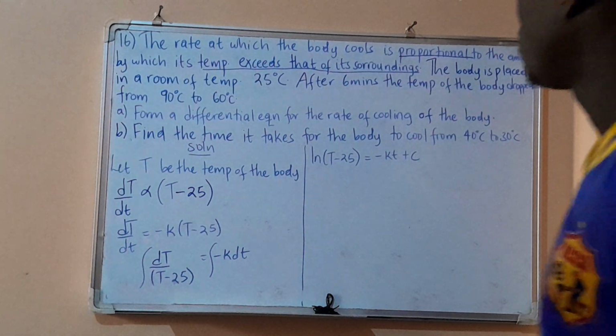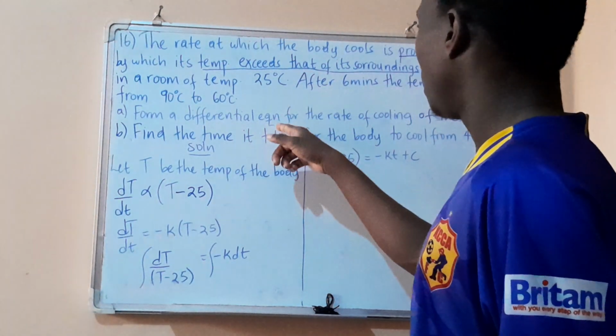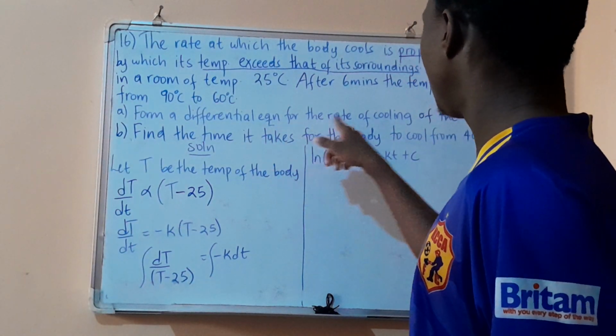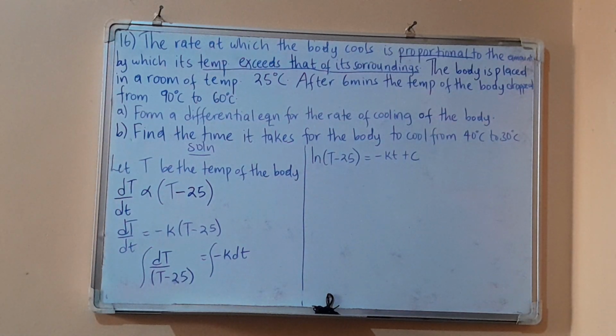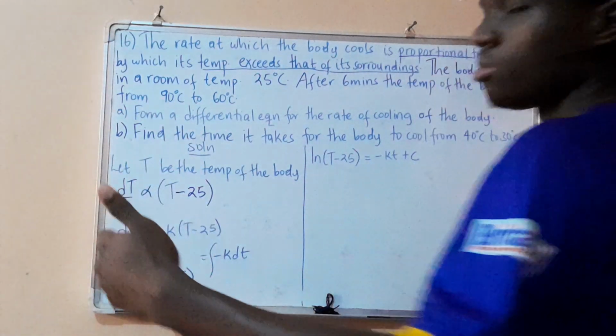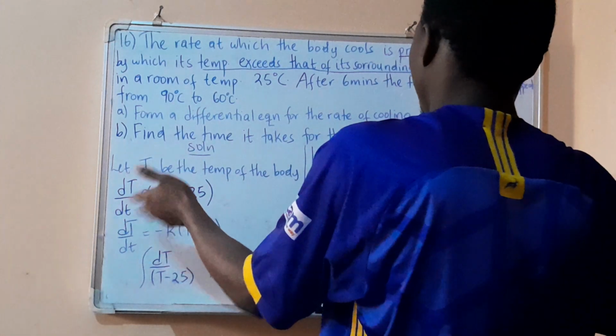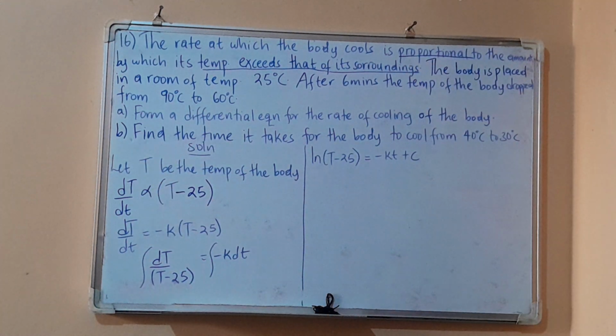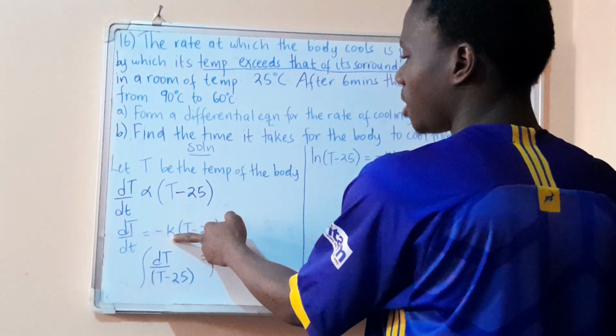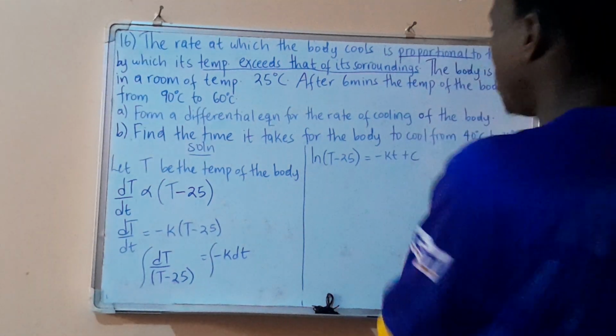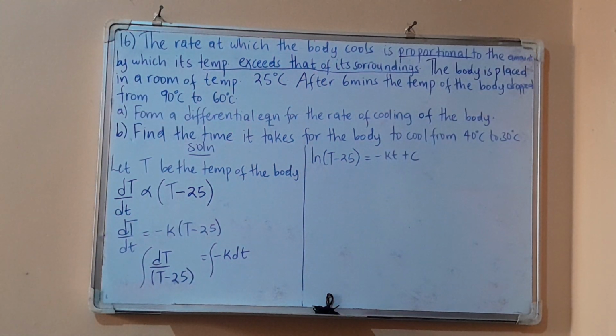Part A, they wanted us to form a differential equation for the rate of cooling of the body. So we formed this equation. We have to proceed with solving it. It does not just stop here. How do you solve it? You get the value of k, this proportionality constant, and also the value of c, the constant of integration.